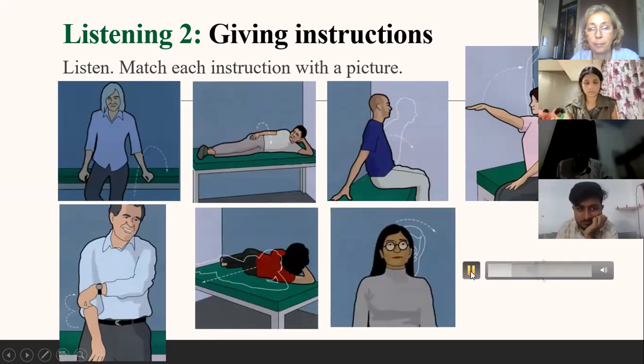I'd like you to raise your arm above your head for me. The fourth picture. The first picture is about raising the arm. Okay.